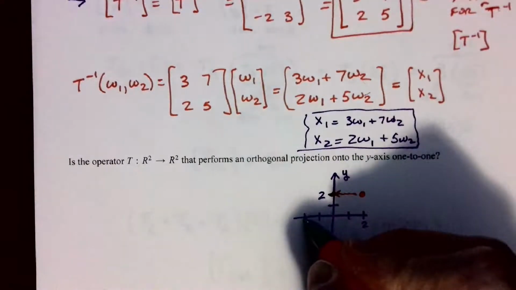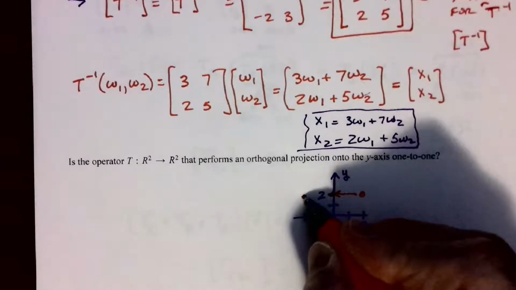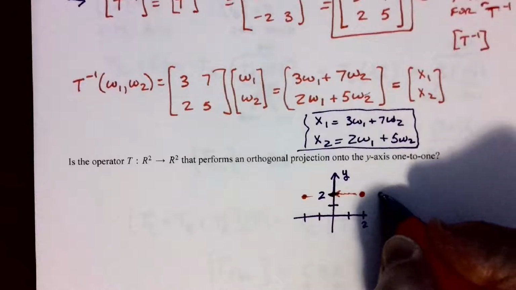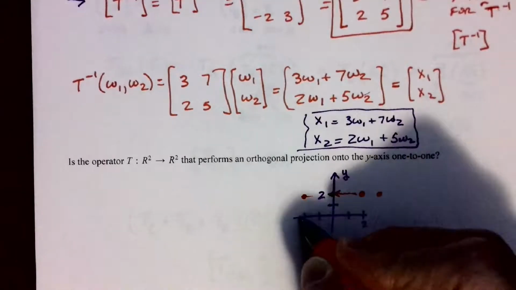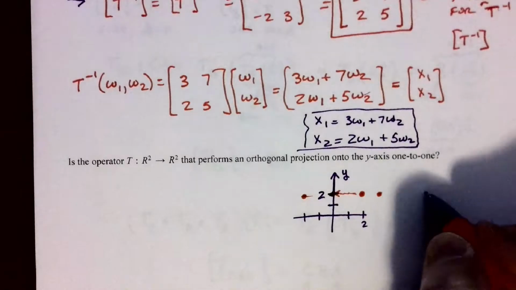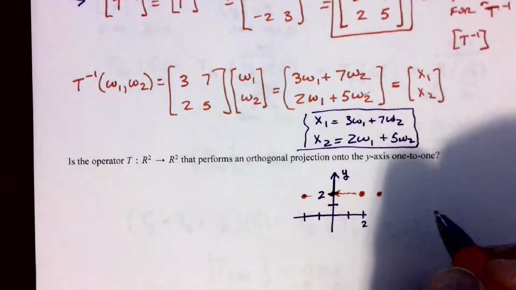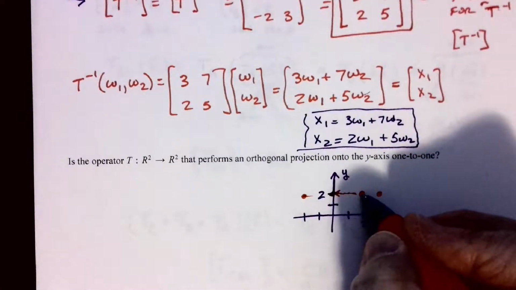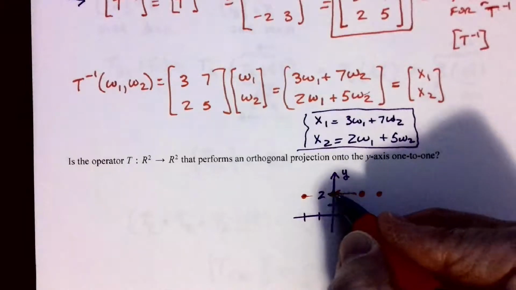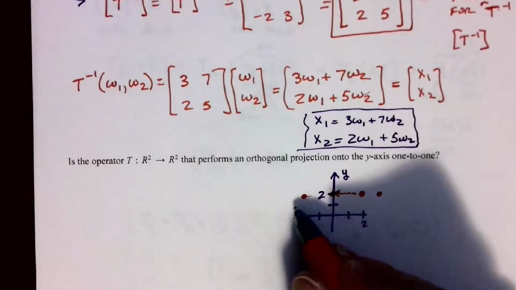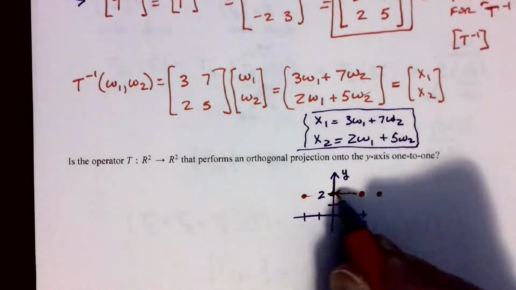Well, what about negative 2 comma 2? Where does that go to? Also projects to the same point. What about 3 comma 2? It projects there. What about negative 3 comma 2? It goes there. What about 10 comma 2? It goes there. Everything is projecting onto that one point. Then clearly that is not 1 to 1. 1 to 1 says for every vector in the domain, there's a unique image in the codomain, and that's not unique. In fact, every vector that's on this line y equal 2 will go to that same point.